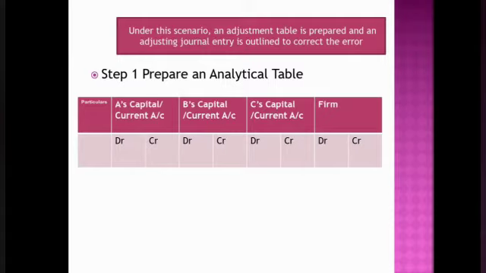So it depends upon the number of partners of a firm. If it's 2, we have to prepare 2 columns for the partners. If it's 3, we have to prepare 3. Always remember the last column must reflect the firm's account. So under each of them, there must be a debit and a credit.